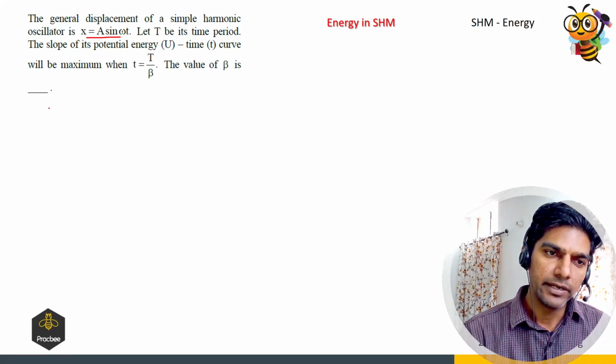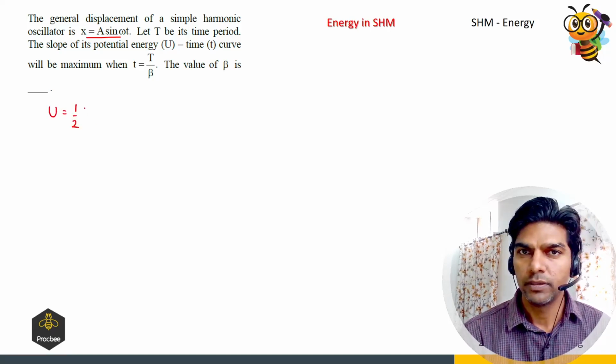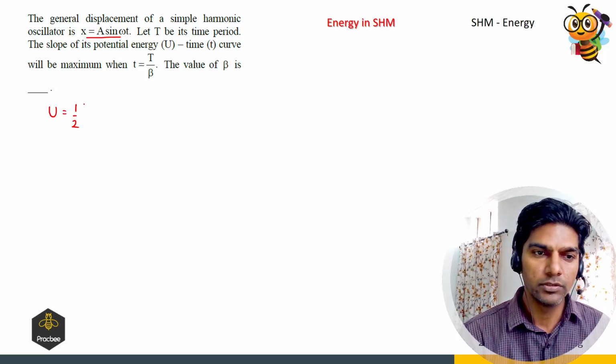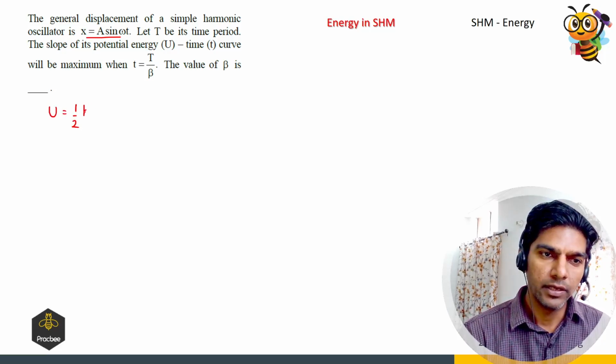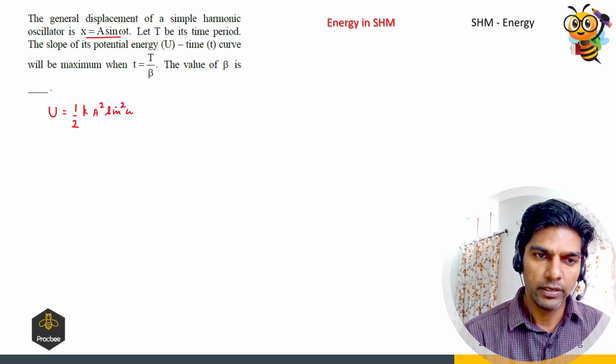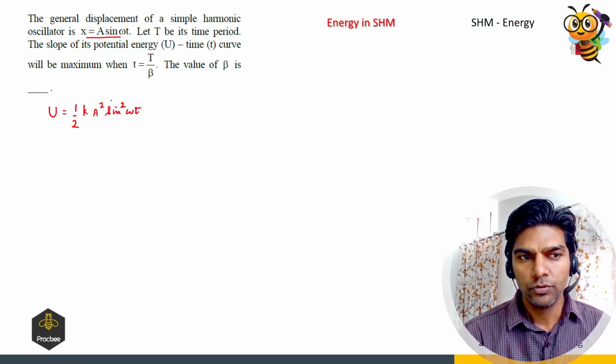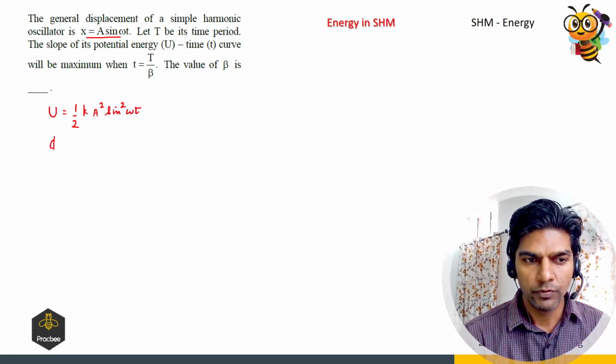So first let us write down the formula. So U will be half k x square. I'm assuming that the potential energy is 0 at the mean position. So that will be half k a square sine square omega t. Now we want to find the slope, so if we differentiate this, we'll get the slope, right? So dU by dt is the slope.